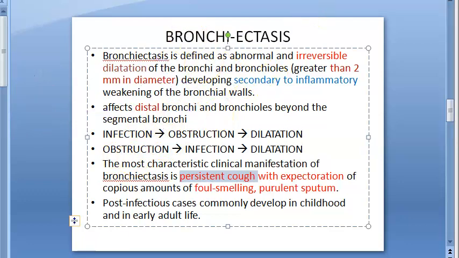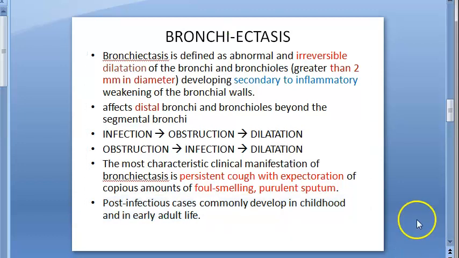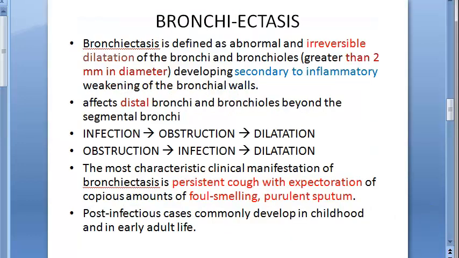Okay. Then moving on, post-infectious cases commonly develop in childhood and early adult life. Actually, this is seen in adults. Okay, mainly in adults only it is seen. Young adults, you can say.